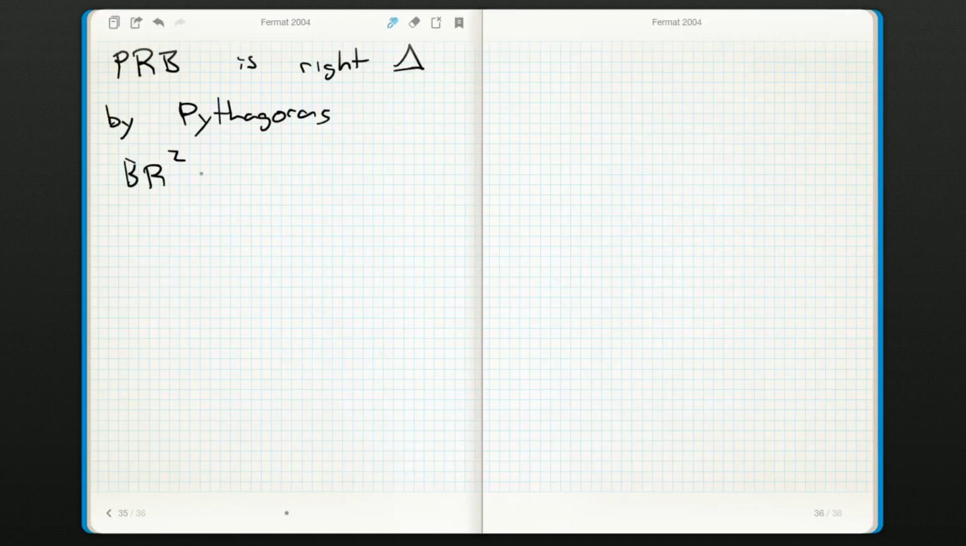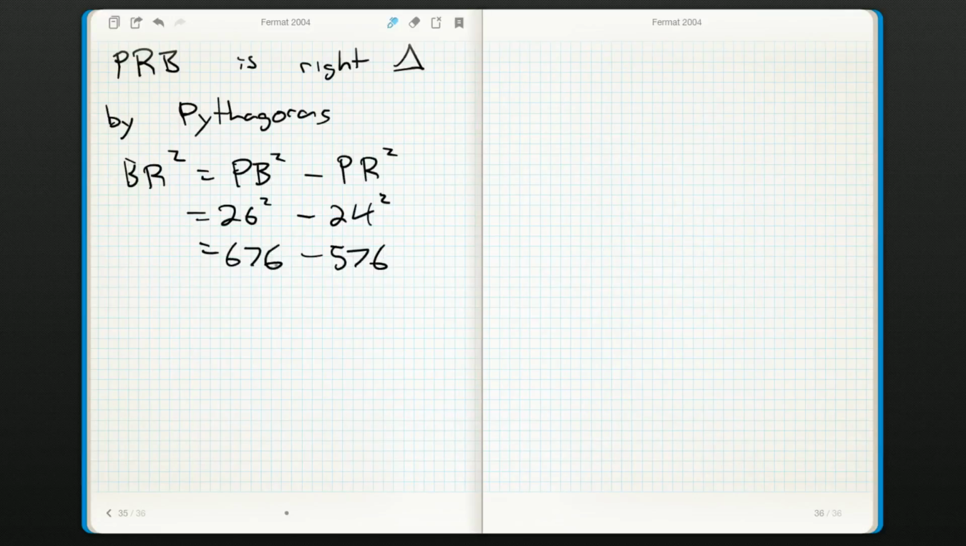BR squared, the thing that we want, is going to be PB squared, 26, minus PR squared, 24. This is 576, and this would have to be 676, but it's been a while since I had to do 26 squared, so I'm going to bring out my calculator and just double check. Never hurts. We've got them on the contest. Why not use them? Yes, it is 676. This is going to have to be 100. BR is 10.